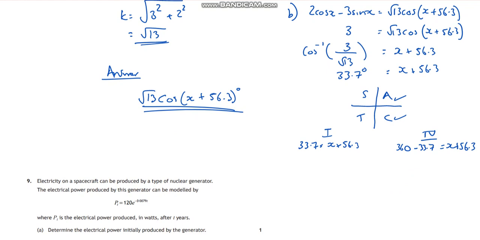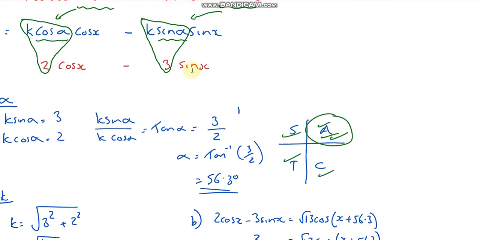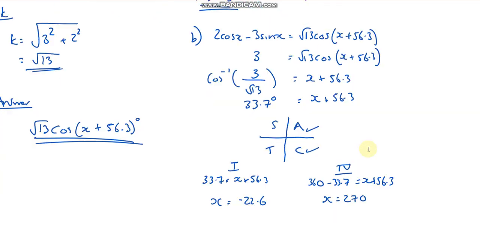There we go. So let's get our calculator out. Let me pause and I'll move that down just a touch. There we go, tidier. So 33.7, I'm going to take away 56.3. So I've got x here is negative 22.6, and over here I've got 360 take away 33.7, and I'm going to take away 56.3. So that comes out as 270 degrees. Now the limits for this were between 0 and 360, okay?